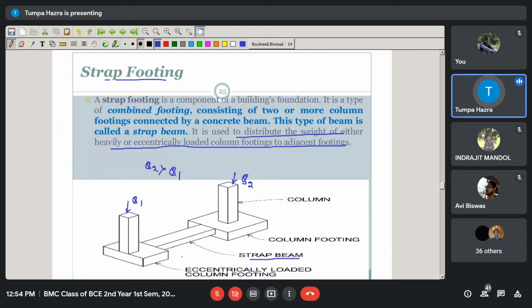It is not transferring the load of the foundation to the soil. It basically equalizes the load of the two columns to the foundation, to the adjacent footing.